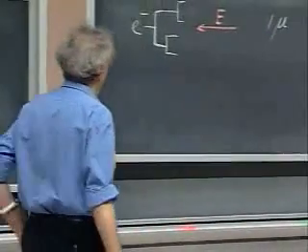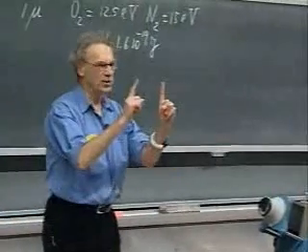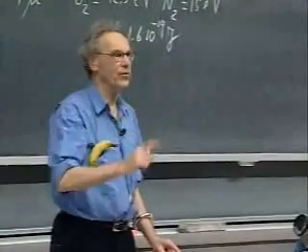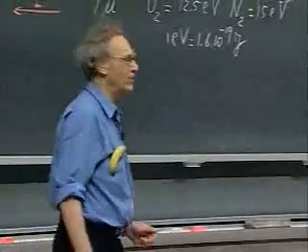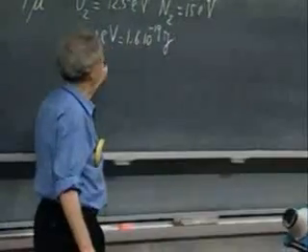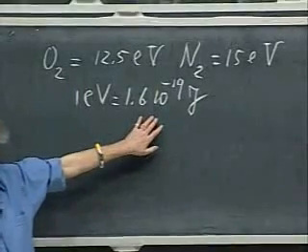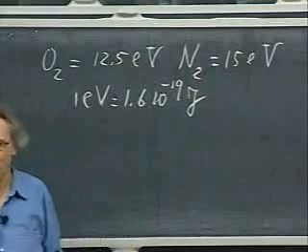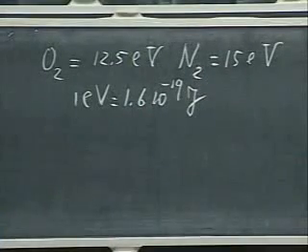Because once you have an electron and it moves over a potential difference of 1 volt, it gains kinetic energy. That's the definition of an electron volt. It gains 1 electron volt. It's the charge of the electron, which is 1.6 times 10 to the minus 19 coulomb, multiplied by 1 volt. And that gives you then the energy, 1 electron volt.